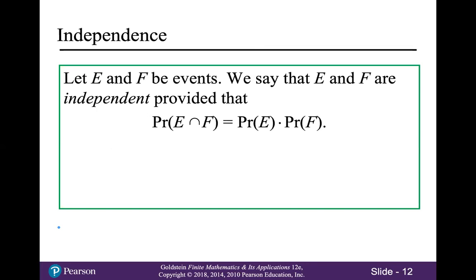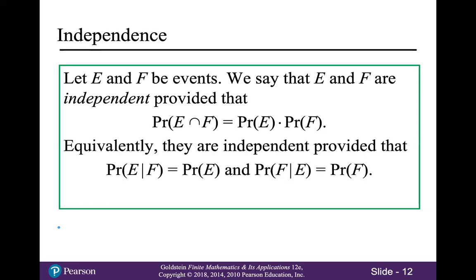That brings us to independence. Now, it's very easy to misunderstand what independence means, and I think a lot of that is because of the way we use the word independent in everyday English. Let E and F be events. We say that E and F are independent, provided that the probability of E intersect F is equal to the probability of E times the probability of F. Now, that is a good formula to use when you're doing problems, but it doesn't really give you a sense of what independent means. You get that better from this version.